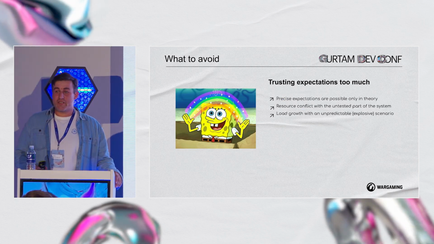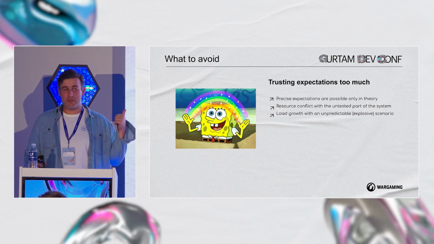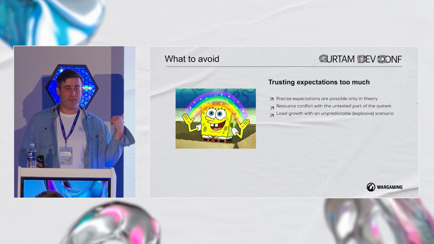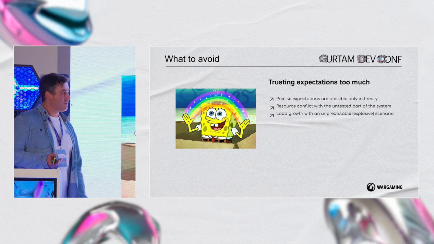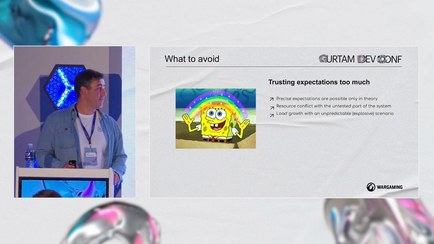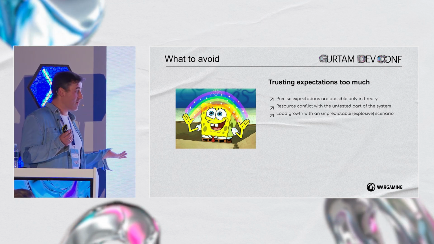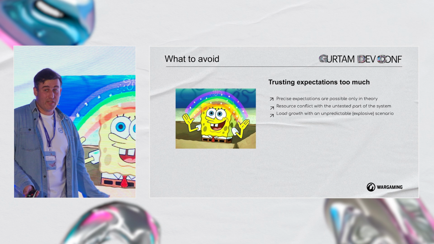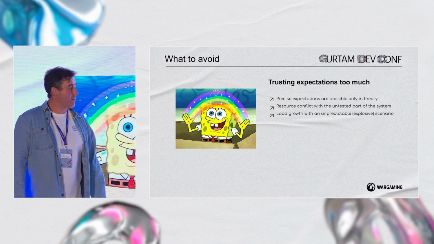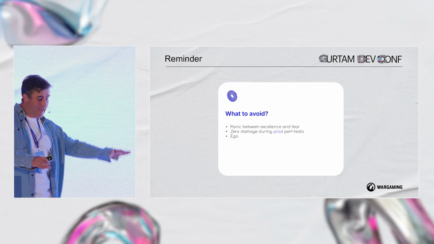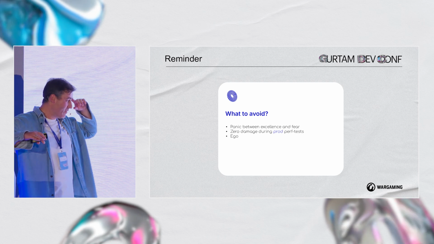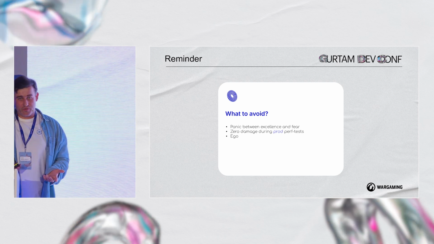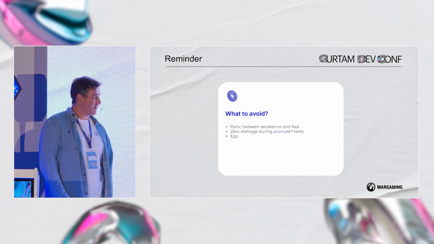Don't trust the expectations too much. Do remember these expectations are your personal responsibility. What I'm actually saying is, don't trust yourself too much because it's complex. You've done a lot of stuff in theory probably, but anyway, you'll have some resource conflict, you'll have some explosive growth, so expectations are never ideal. Sorry. So what do I avoid? Panic, like, we don't know what to do, we're in trouble. Avoid zero damage during production testing and control your ego.